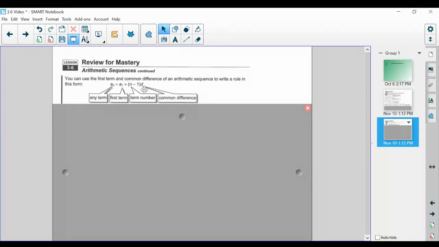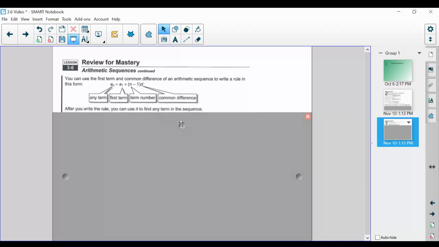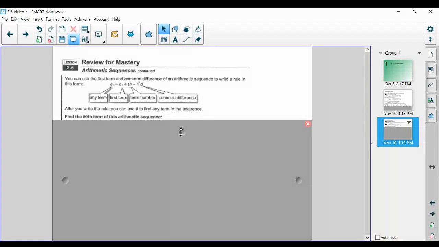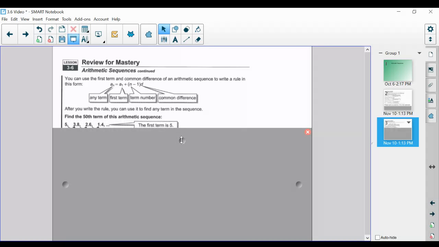And your common difference is going to be represented with D. So we can write this rule and it'll help us to find any term that's going to be within the sequence. So let's go through an example. Let's try to find the 50th term of this given arithmetic sequence. We're given 5, 3.8, 2.6, 1.4.